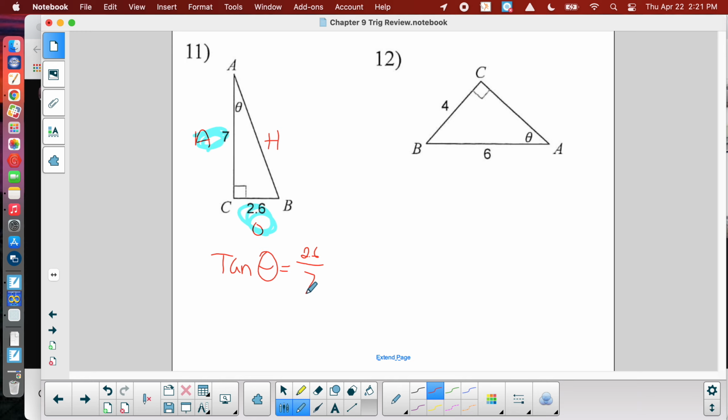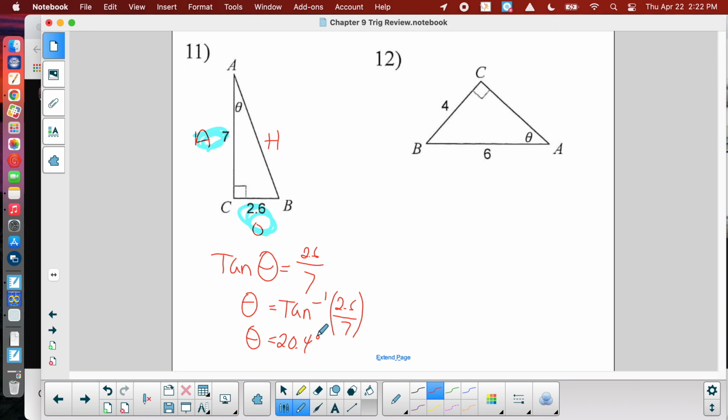The angle's unknown. When the angle's unknown, we solve by using what? The inverse function. Yes. So my angle, theta, is the tangent inverse of 2.6 over 7, which we do in our calculator. When we do that in our calculator, we come up with 20.4 degrees. Do you know how to do that in your calculator? Second function tangent, of the ratio.